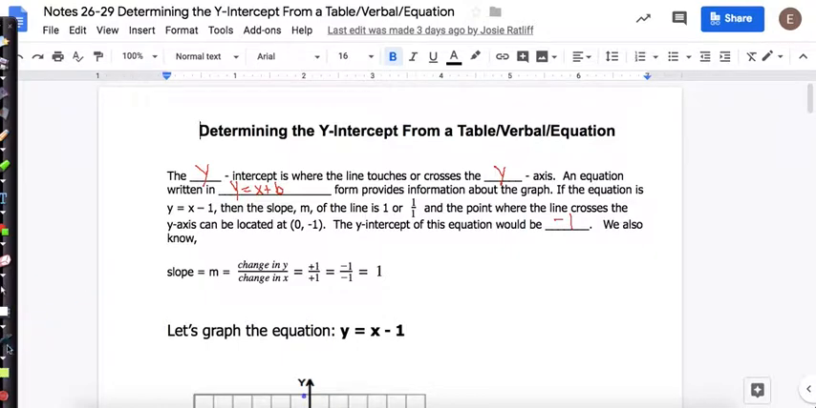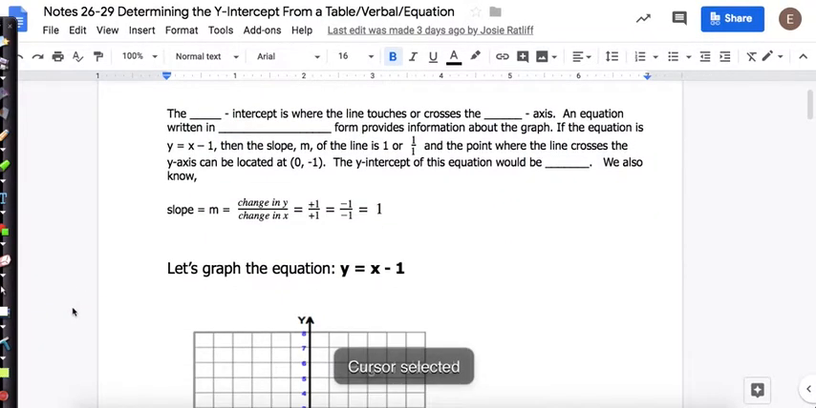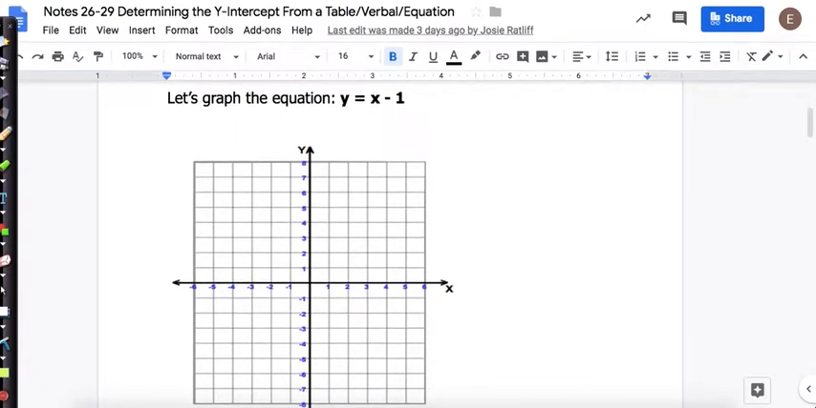So let's review how to graph so we can see how this ordered pair is related. So y equals x minus 1, this is in y equals mx plus b form. Even though this is subtraction, it's still in y equals mx plus b form because we can add negative 1. Adding negative 1 is the same as subtracting positive 1. So we circle the minus 1, and that represents the y-intercept. So that means this equation is going to cross through the y-axis at negative 1 because the y-intercept is negative 1. So we're going to put a mark right here.